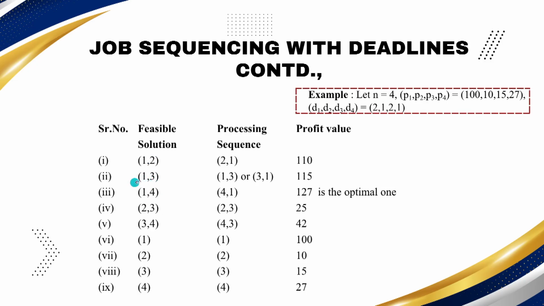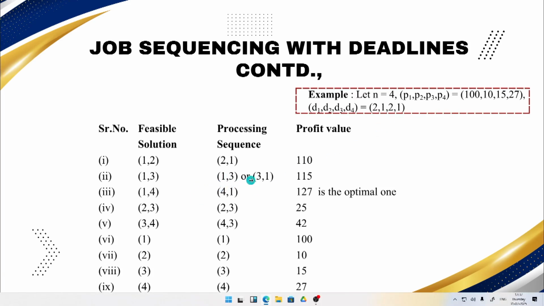And so, now we have the next feasible solution, which is 1,3, that is taking up the first and the third job. So, here as you see their deadlines, the first and third job both have their deadline as 2. So, it does not matter whether we do the first job first followed by the third job or the third followed by the first, since they both have the same deadline.